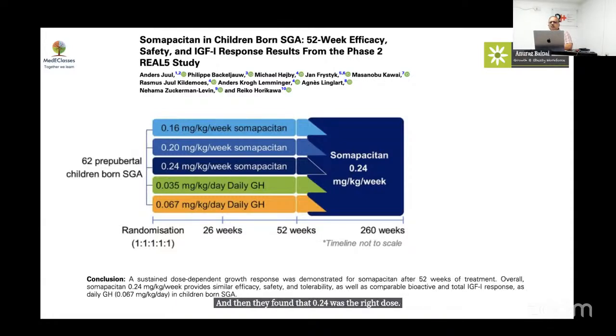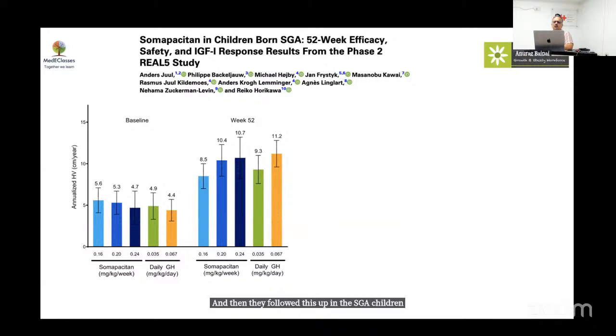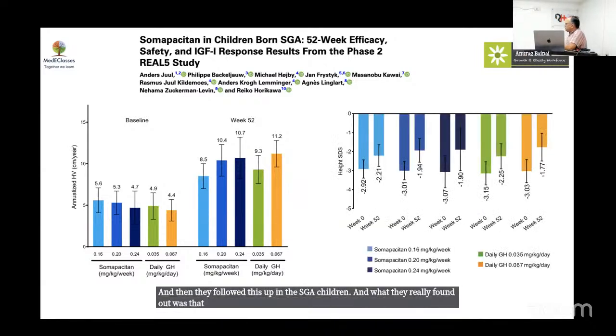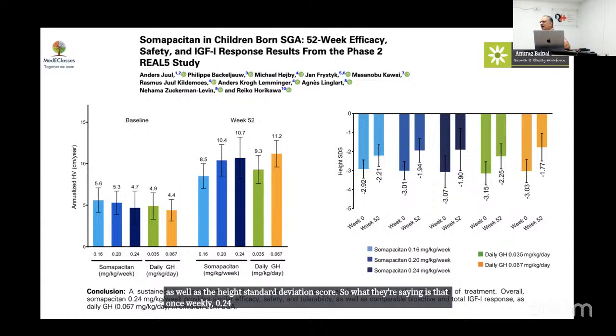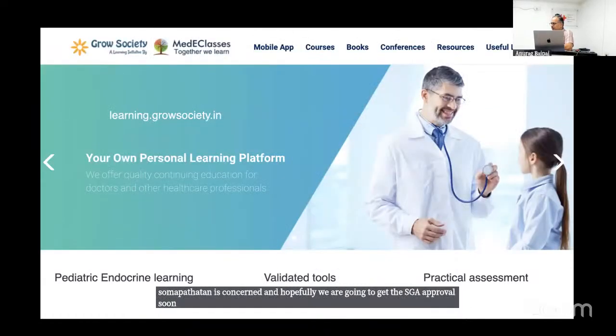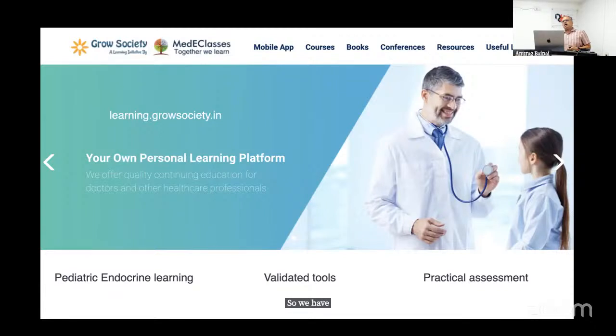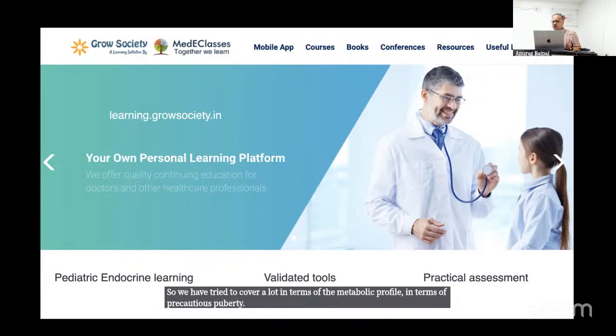And then they followed this up in the SGA children. What they really found out was that there was a good effect in terms of the increase in growth velocity as well as the height standard deviation score. So what they're saying is that once weekly, 0.24 milligram per kg would be the ideal dose as far as somapacitan is concerned. And hopefully we are going to get the SGA approval soon in terms of availability. So we have tried to cover a lot in terms of the metabolic profile, precocious puberty, long-acting GnRH, long-acting growth hormone, and a few interesting studies.